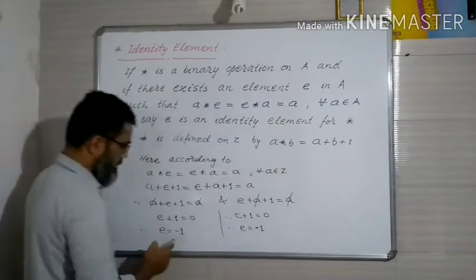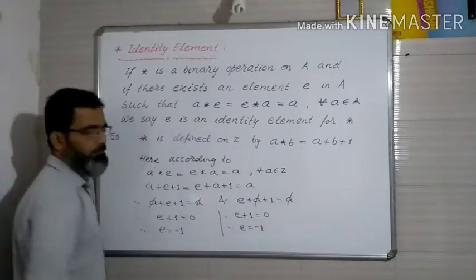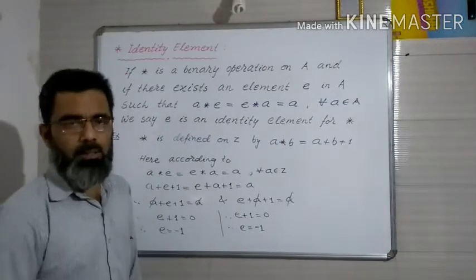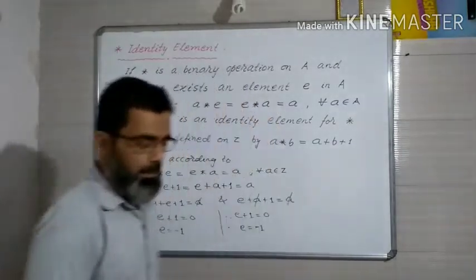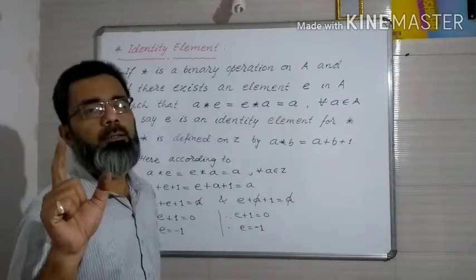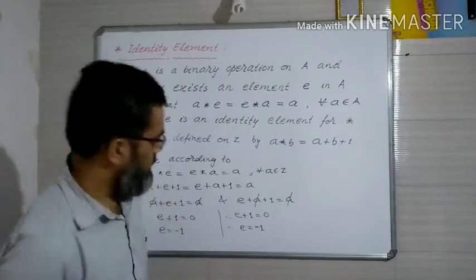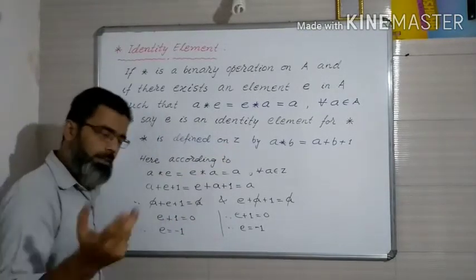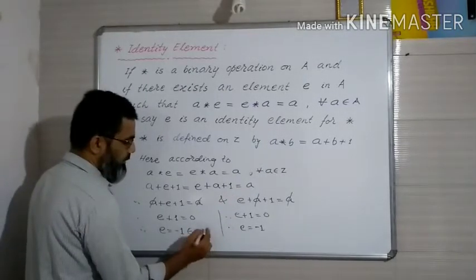Now, दोनों जगह पे E की वैल्यू सेम मिलनी ही चाहिए, ठीक है. Do remember that the identity element must be unique, right? And it must be in the set on which the binary operation is defined. So here we have to check whether it is in Z or not. Yes, it is in Z. So we can take it as the identity element of the given binary operation.